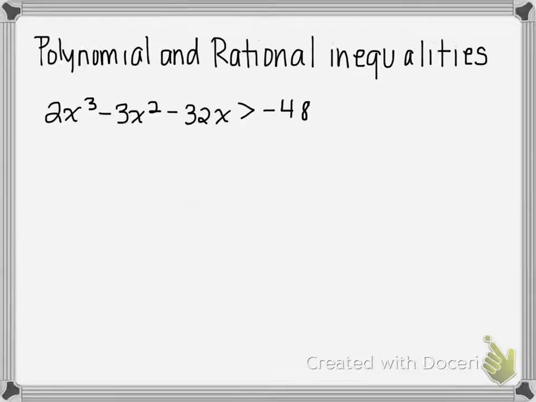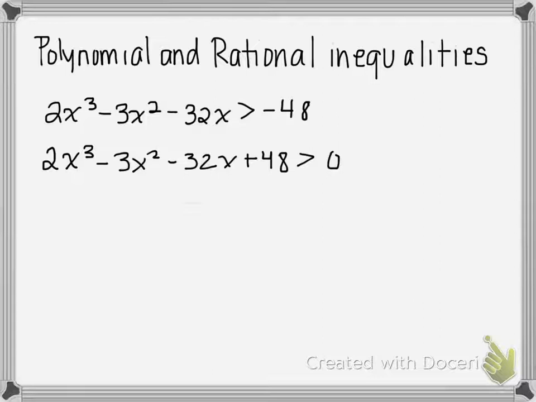So if we look at this inequality that's given here, what we want to do is set it to 0, just like when we have a polynomial equality, we set it equal to 0. So I'm going to add the 48 to both sides. And then from here, the key element is going to be to factor it.